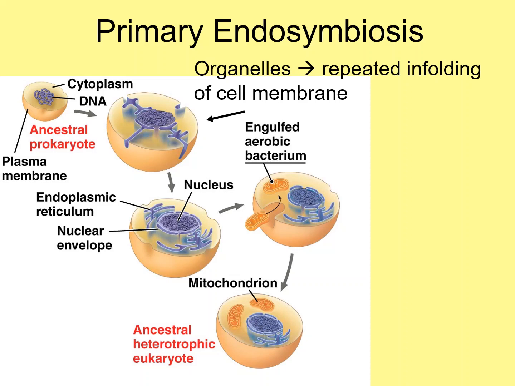And then you can get other important organelles like the Golgi, endoplasmic reticulum, and all those kinds of things from that. We also know that somewhere in here, the cytoplasm DNA went from a circular chromosome to a linear chromosome.